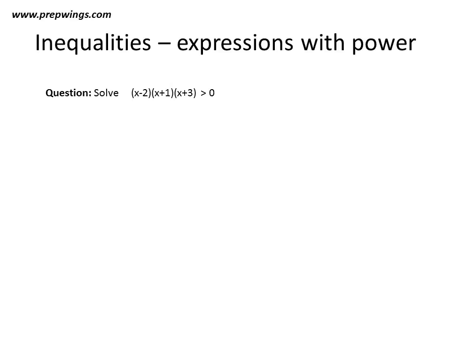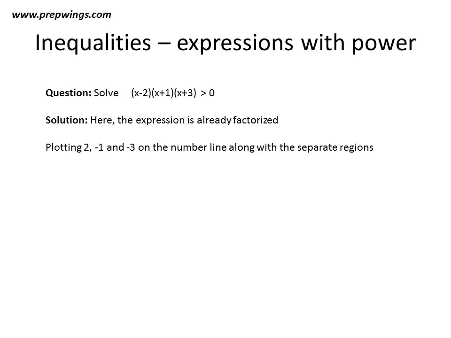Now we look at another example. It says solve (x - 2)(x + 1)(x + 3) is greater than 0. Over here if you see, we already have the left hand side factorized. We'll plot x equal to 2, x equal to -1 and x equal to -3 on the number line, because at those values the polynomial expression on the left hand side is equal to 0.